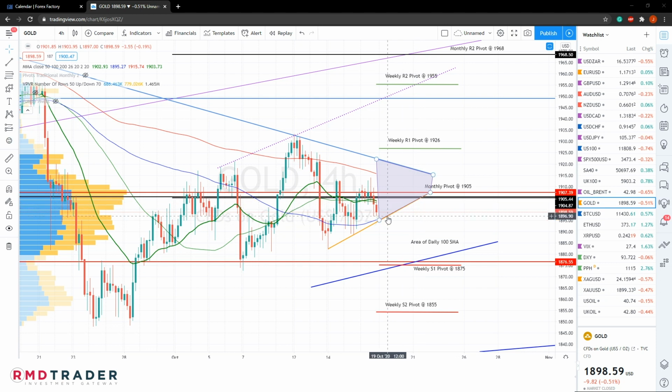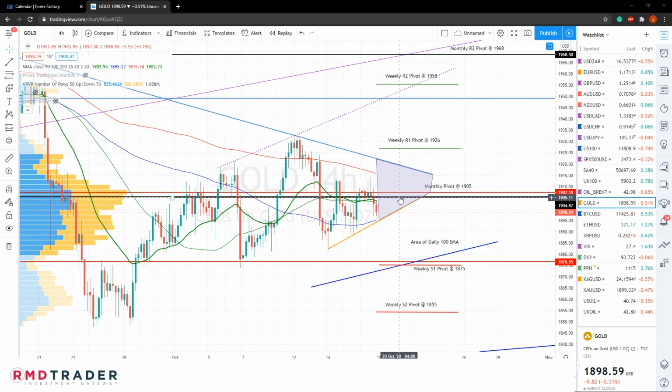If we manage to break below the 4-hour 100 SMA and get rejected off of this level, it's possible that we'll see a retest of this area in between our weekly S1 pivot at 1,875 and this projected 100 daily SMA that I've projected on the 4-hour from the daily time frame. So this would be an area of support, and should price perhaps break below that, there would also be some additional support at 1,855. At this stage, price is still trending upwards in a larger bullish channel.